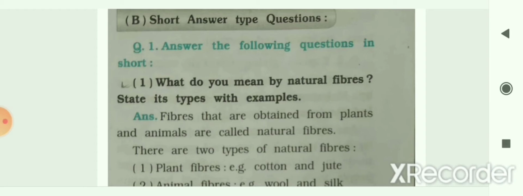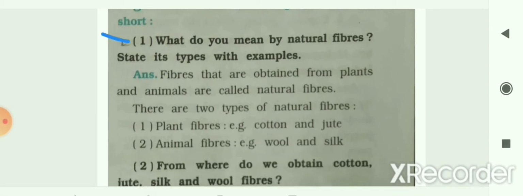So first question is, answer the following questions in short. In that first one, what do you mean by natural fibers? And state its types with examples. So fibers that are obtained from plants and animals are called natural fibers. And there are two types of natural fibers. The first one is plant fibers. The examples of plant fibers are cotton and jute. The second type is animal fibers. The examples of animal fibers are wool and silk. So these are natural fibers and their examples.